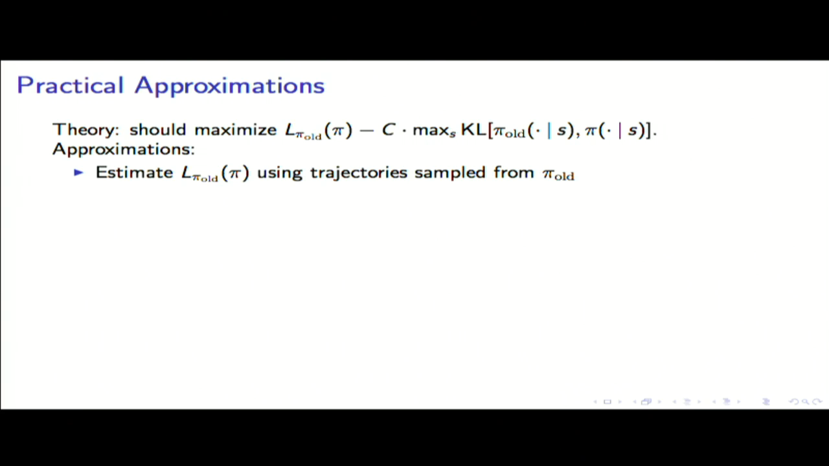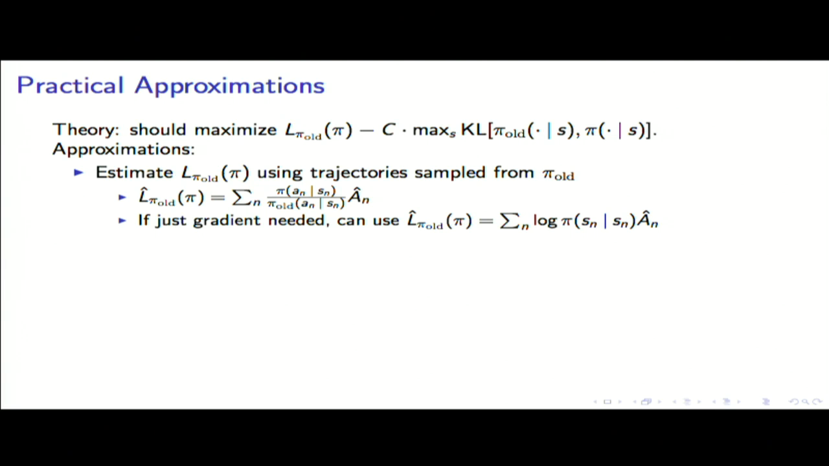We're supposed to maximize this expression involving a max over states, but instead, we're going to make a bunch of approximations. First of all, we're going to use sampling to get all of our states. So we're going to replace an expectation by a Monte Carlo estimate. Here we have L hat. That just means we're taking a Monte Carlo approximation to L by collecting samples.